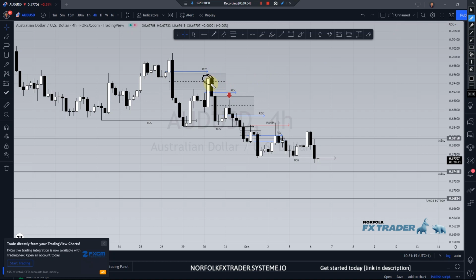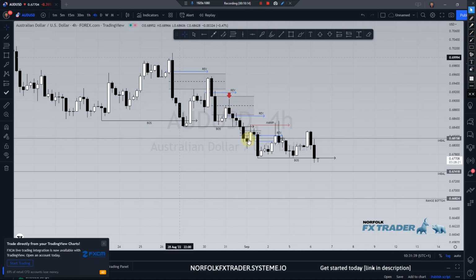Now I missed that. So what I did, I saw a minor break of structure, leaving this area of imbalance, pull back in, then found my 30-minute entry. And we also have areas here of supply as well, where the market comes back into. So that is the entry.